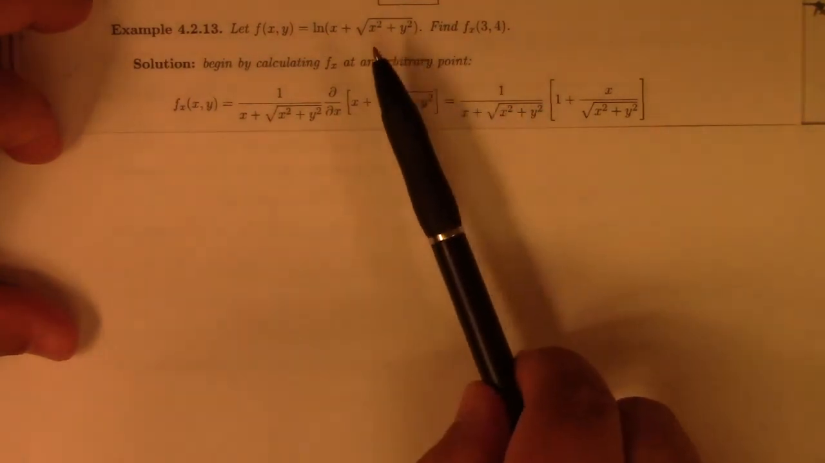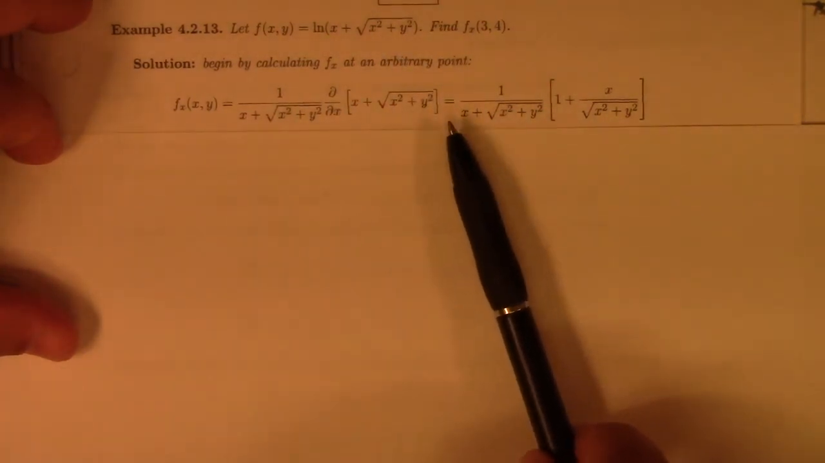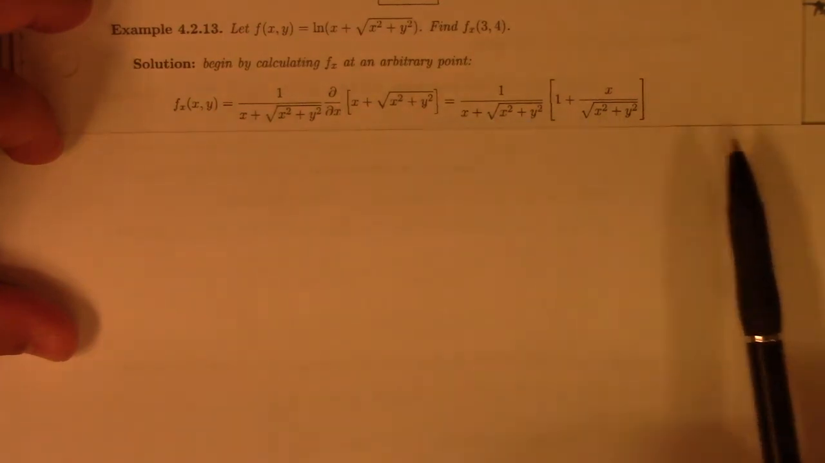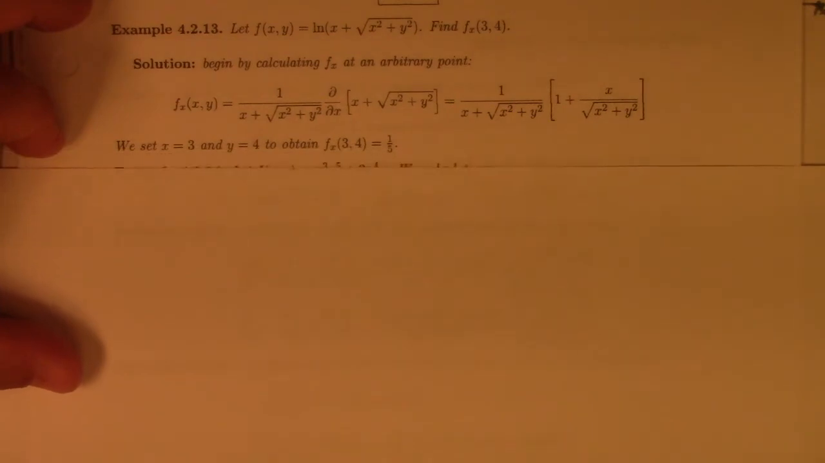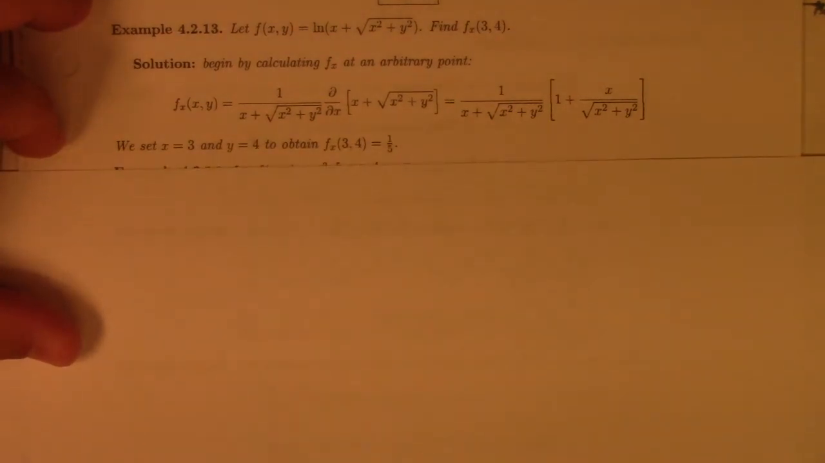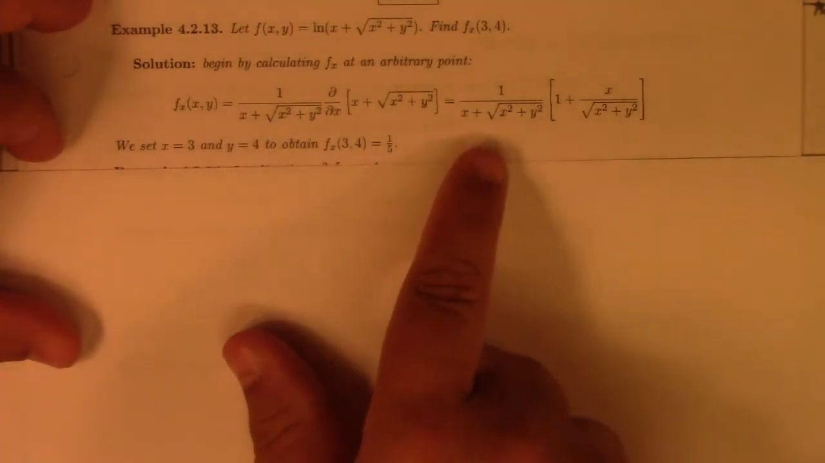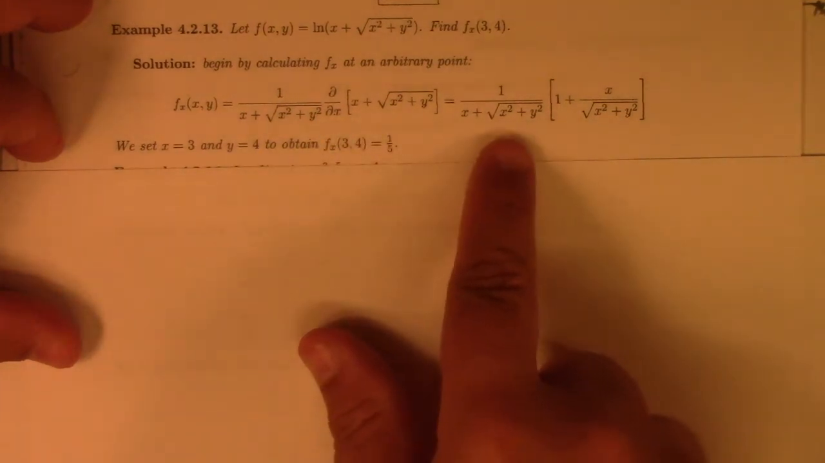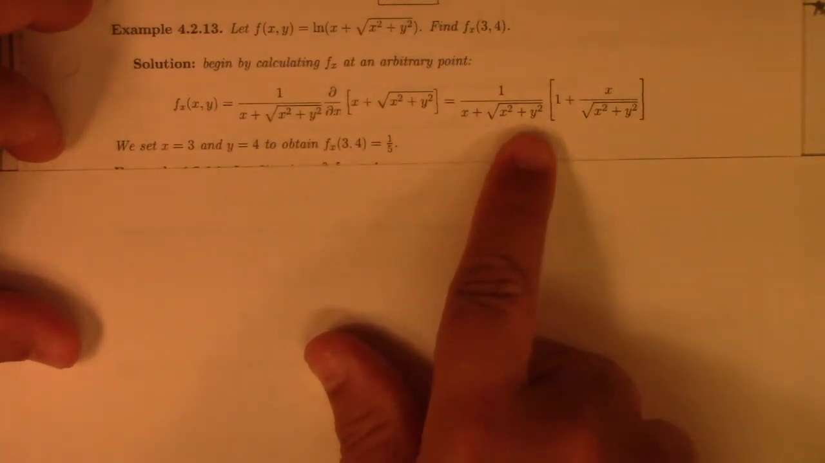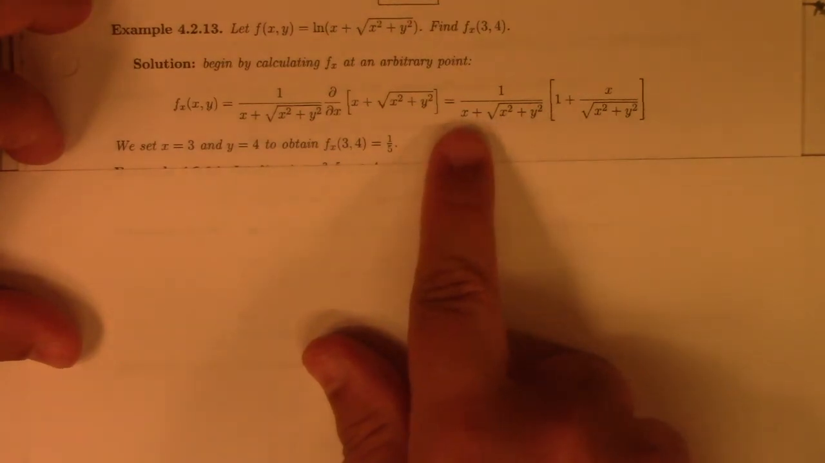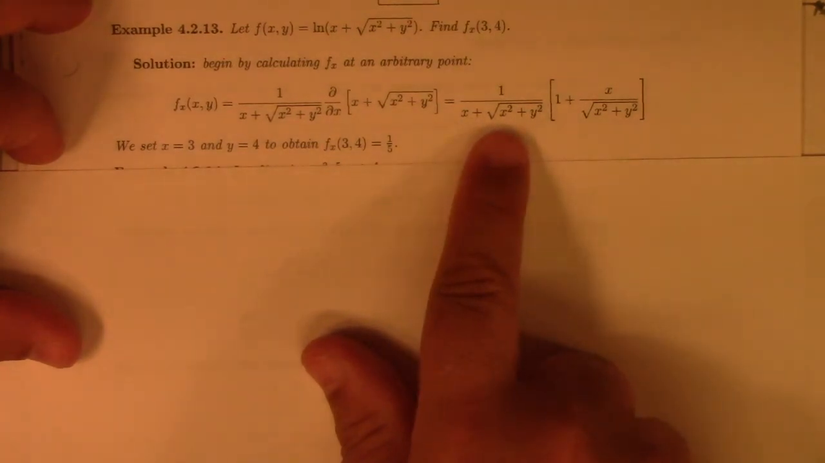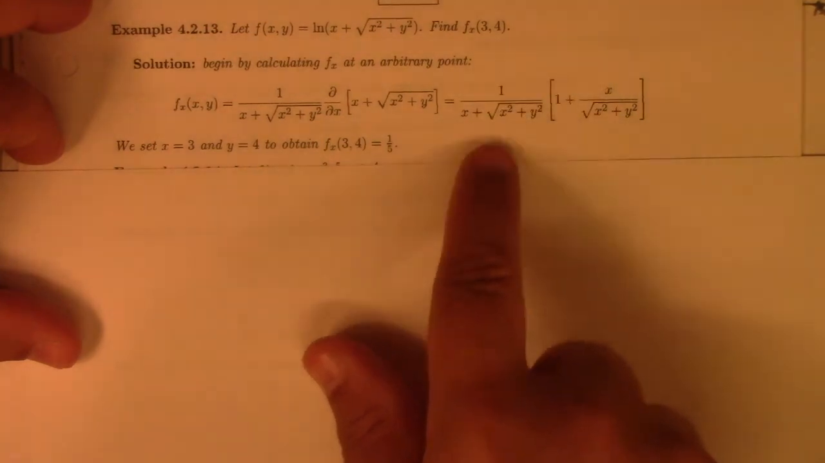for natural log gives me 1 over the argument times the derivative of the inside function, which gives me this unpleasant expression. And then since I'm calculating that partial derivative at (3, 4), I plug in 3 and 4 into that. So 3 squared plus 4 squared is 25. Square root of 25 is 5. So that's 3 plus 5, which is 8. And so this is 1/8.